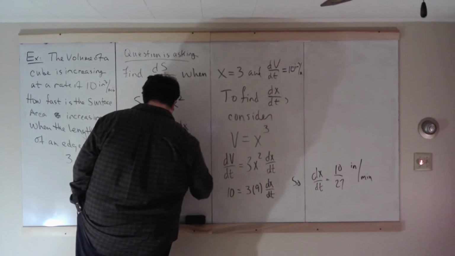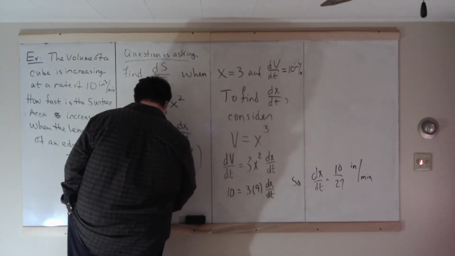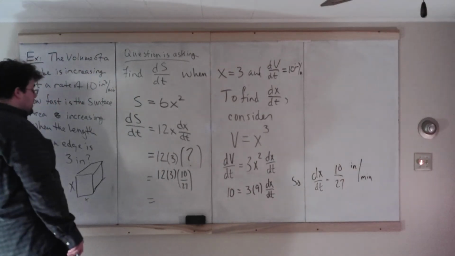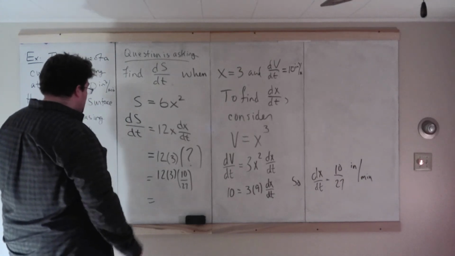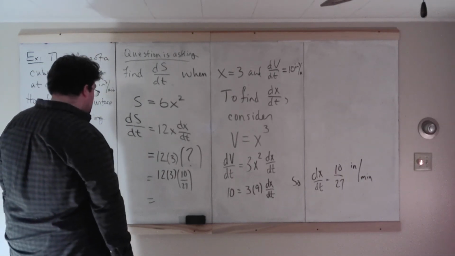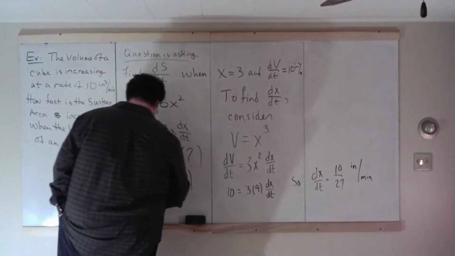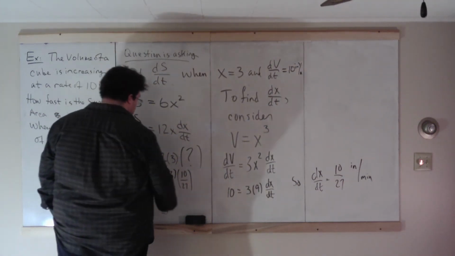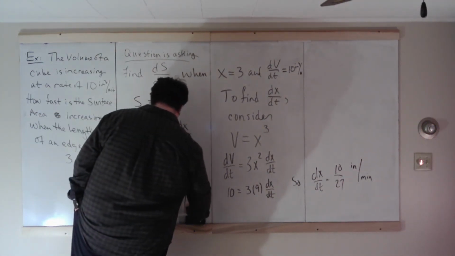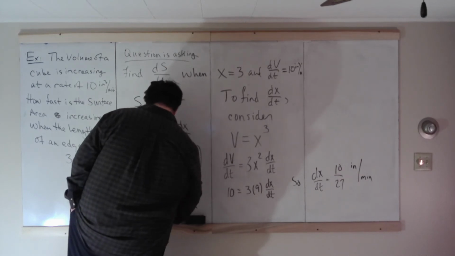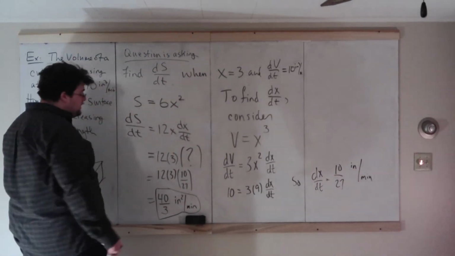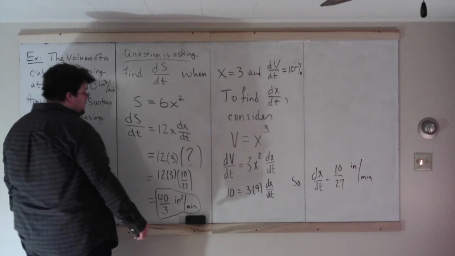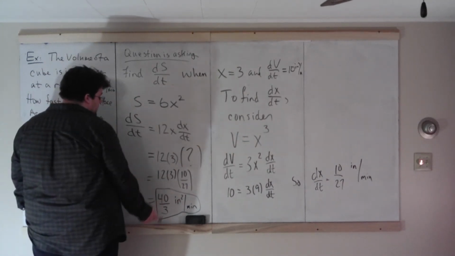So our question mark is 12 times 3 times 10/27. What does that equal? Well, 3 and 27 make 9, 3 and 12 make a 4. It's too many numbers, I lost myself. 40 over 3, and what are our units? Surface area, inches squared per minute. So why is it 40? Well, the 10 stays. 12 and 3 have 2 3s, which cancel with 2 of those 3 3s. You're left with 1 3 down here, a 4 up there, and 10 up there, so 40/3.